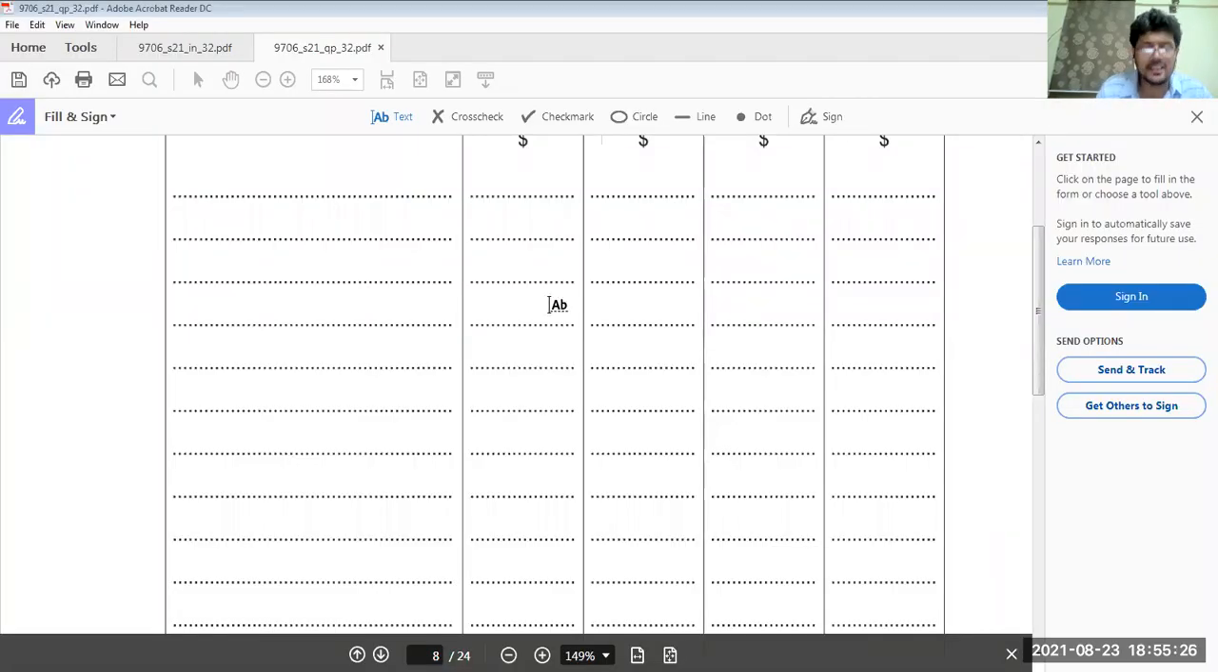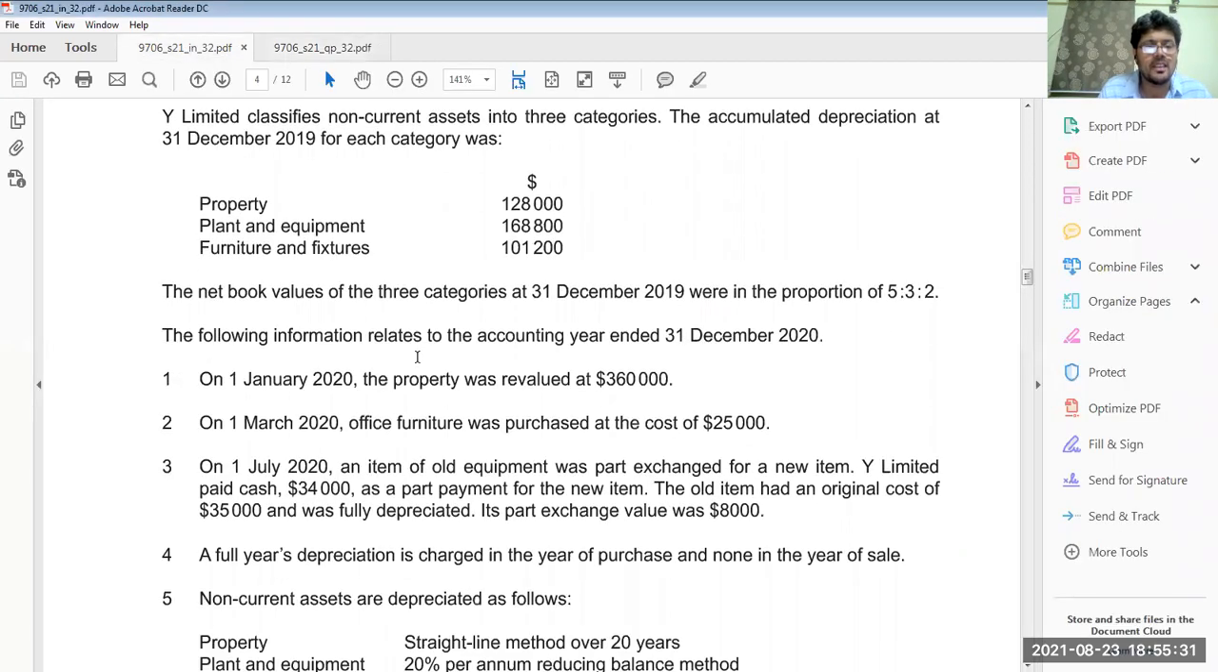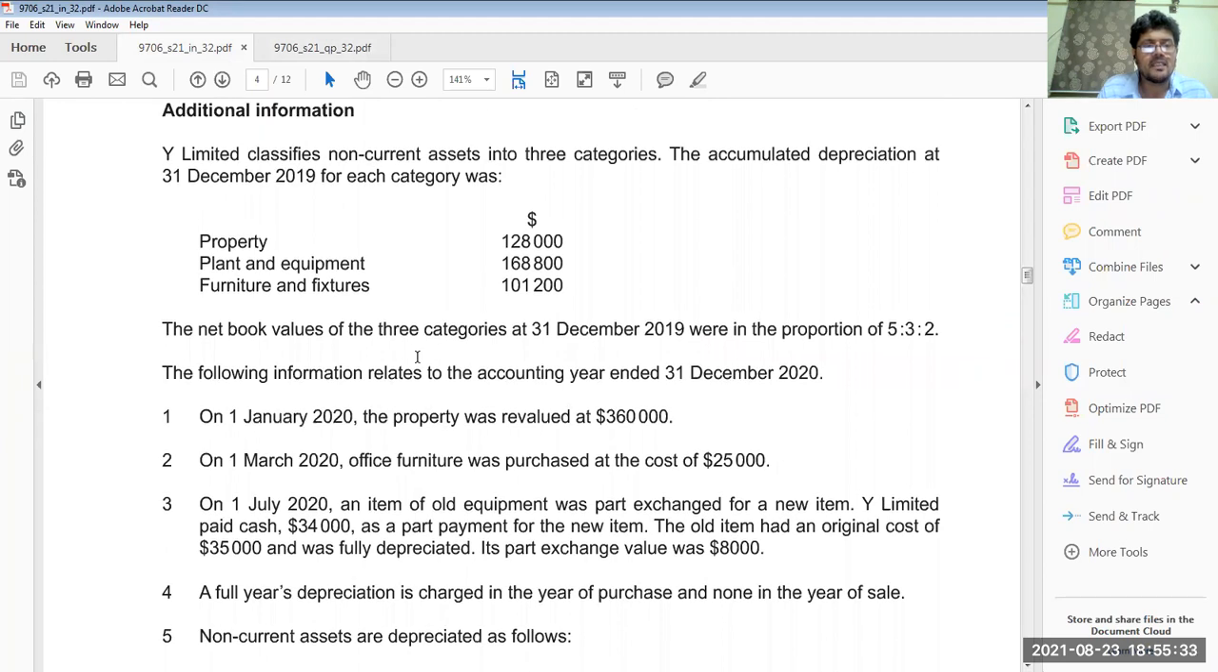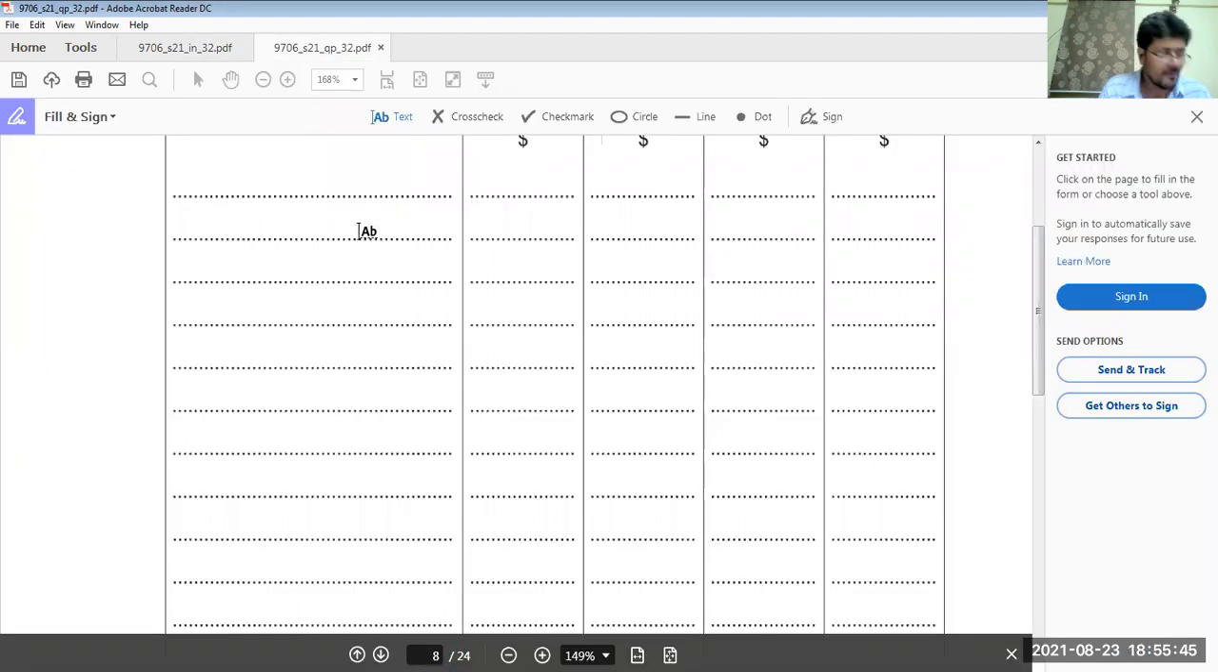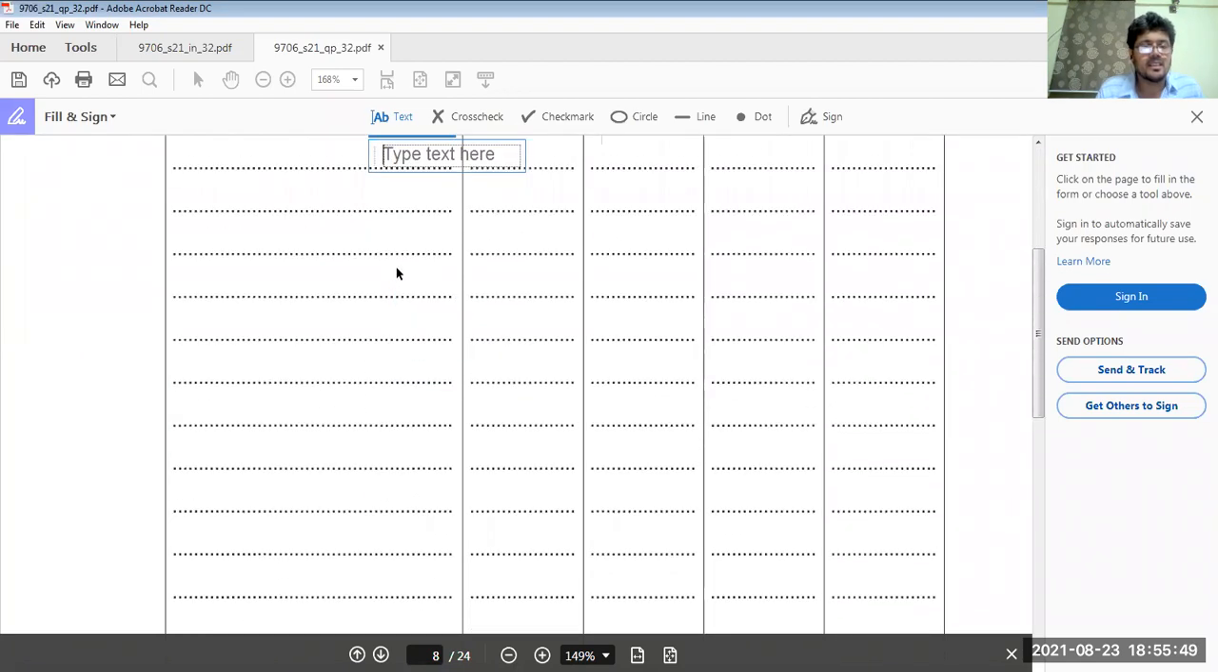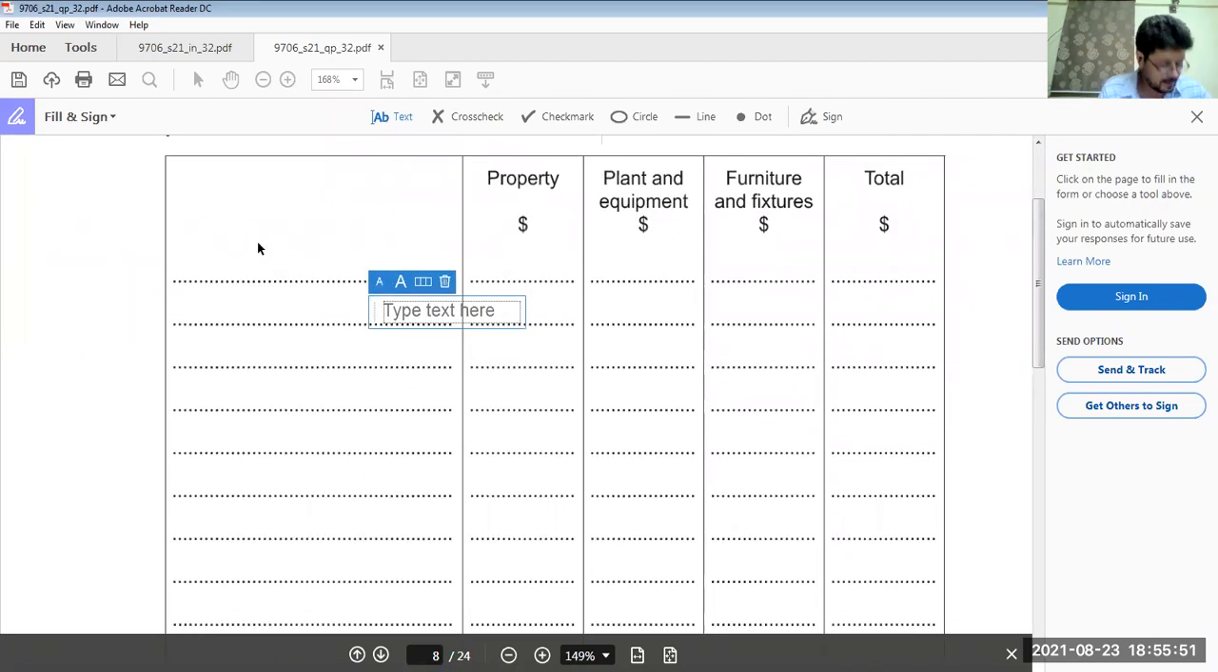Now we have to make the schedule. When we are making the schedule, we have to be very careful. See, Y Limited classifies non-current assets into three categories: property, plant and equipment, and furniture and fixtures. So what we have to write over here is cost.